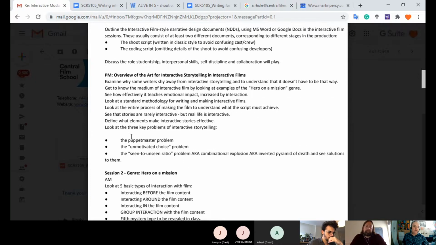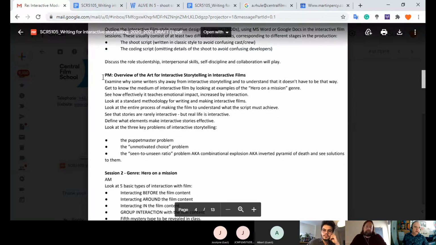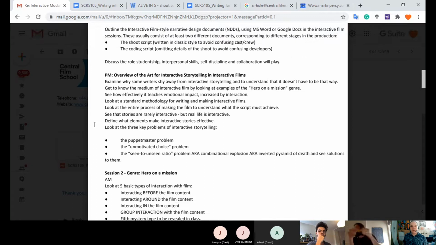So this afternoon, we are going to, can I select this text at all? No, never mind. So we are going to have a look at a genre which I call the hero on a mission genre.